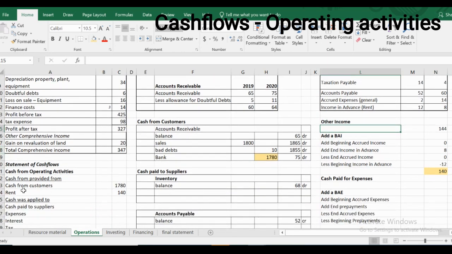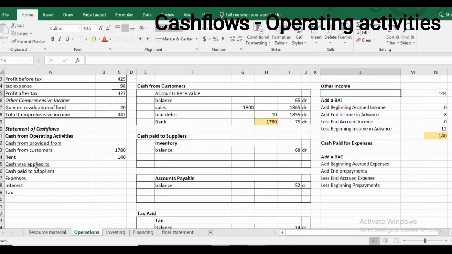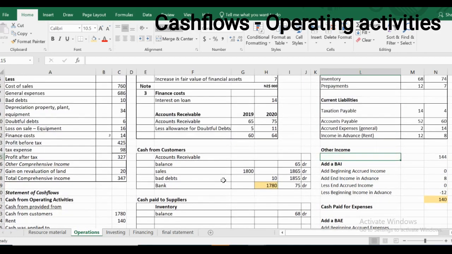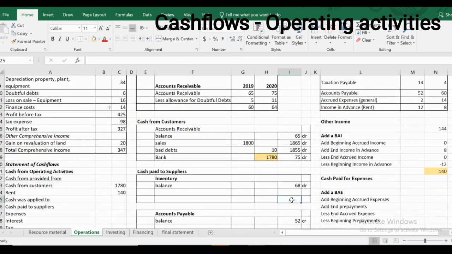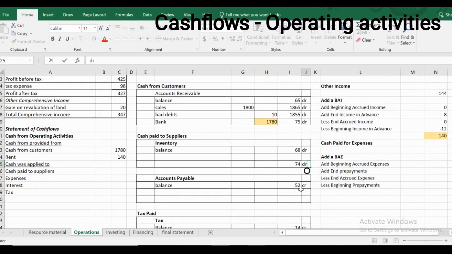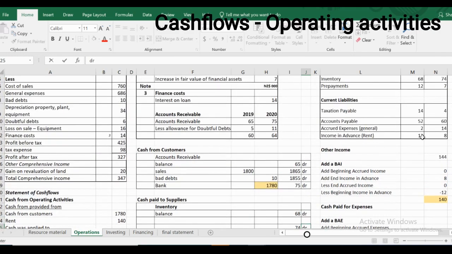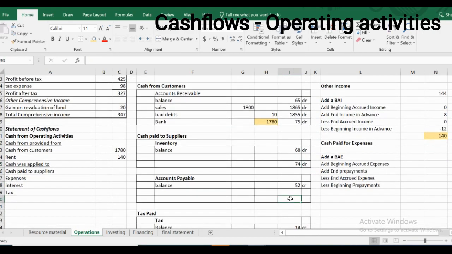So I've now got all my inwards cash flows. Now I'm going to do my outwards. My outflows are cash. First one I'm going to do is paid to suppliers. Now cash paid to suppliers, we need two tools. I'm going to reconstruct my inventory ledger and my accounts payable ledger. Once again, I'm going to need opening and closing balances. So my opening balance of inventory was 68 and my closing balance was 74. They're both assets, so they've got debit opening balances. My opening balance for accounts payable was 52 and my closing balance was 60. That's a liability, so it's going to be a credit opening balance.